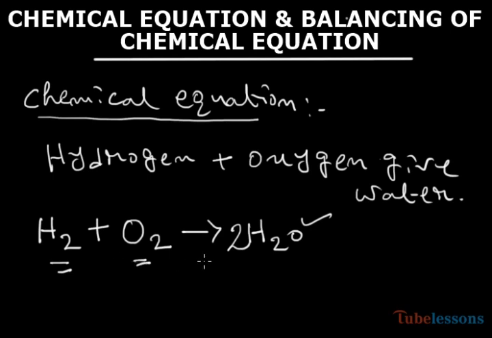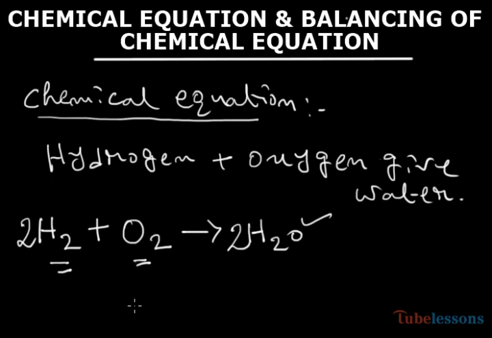and in this way the number of hydrogen atoms on the right hand side is 4. Therefore, the equation is like that: 2H2 plus O2 gives 2H2O. On the left hand side, the number of hydrogen atoms is 4. On the right hand side, it is also 4. And on the left hand side, the number of oxygen atoms is 2. And on the right hand side, the number of oxygen atoms is 2. This is called balancing of a chemical equation.